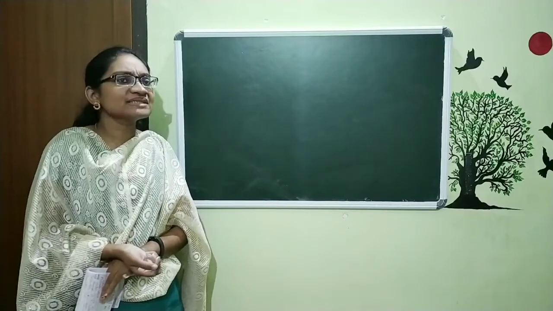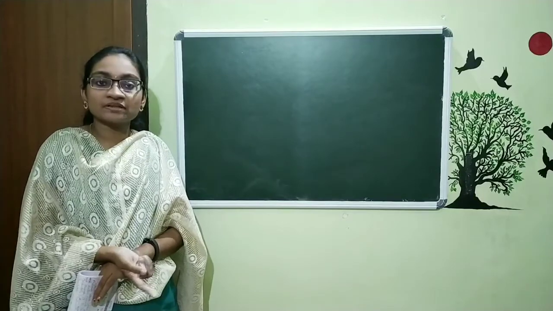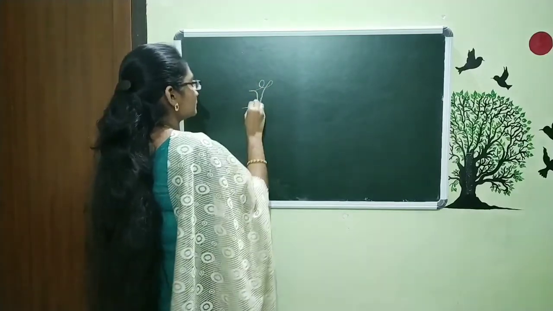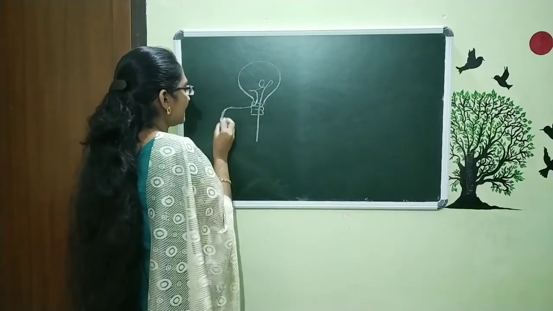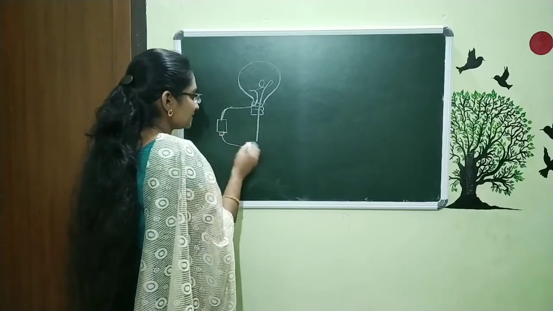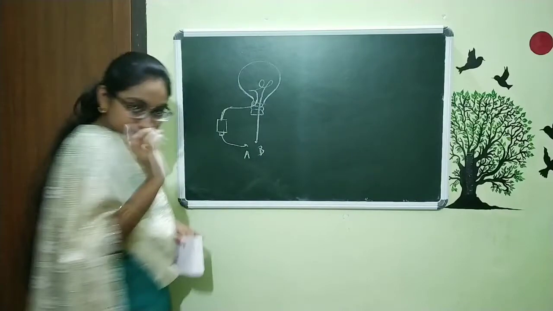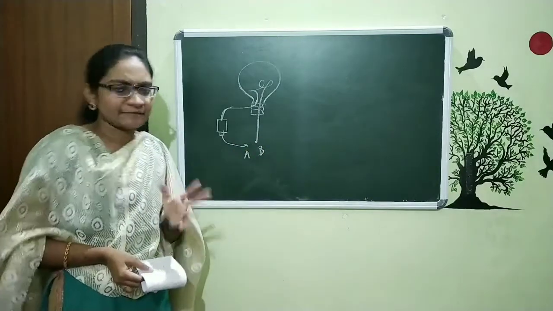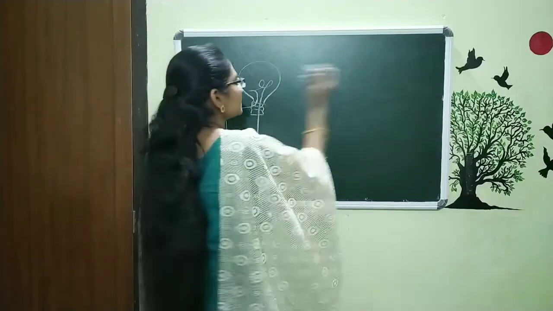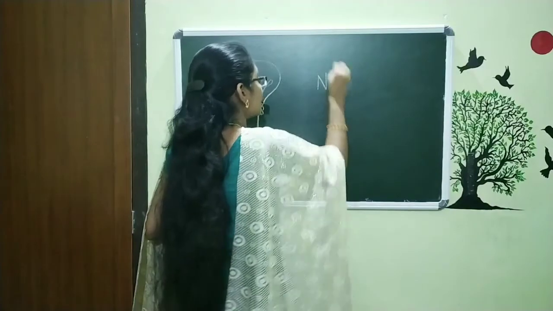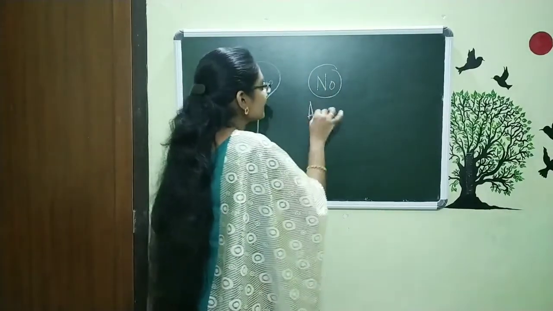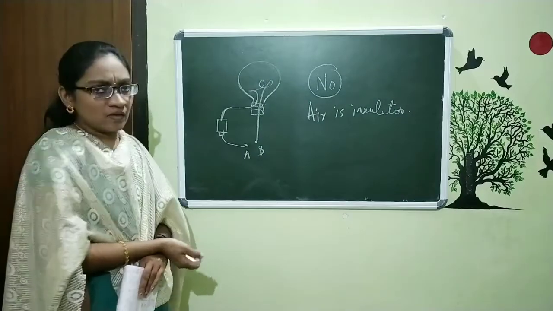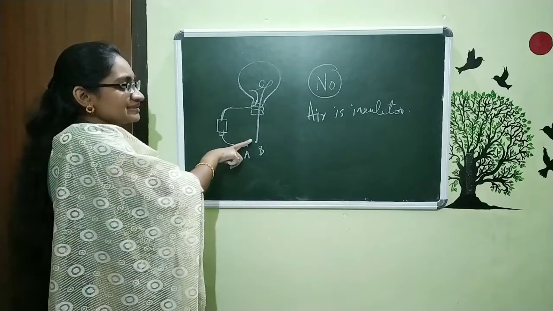Now the question is this: what about the air? Is it a conductor or an insulator? What do you think? Here we have one bulb, and in between I am placing one cell and two terminals, similar to our diagram. In between this I am not placing anything. That means in between these terminals A and B, we have air. So does this bulb glow? What do you think? Does it glow or not? No, the bulb does not glow. That means I can say air is an insulator.